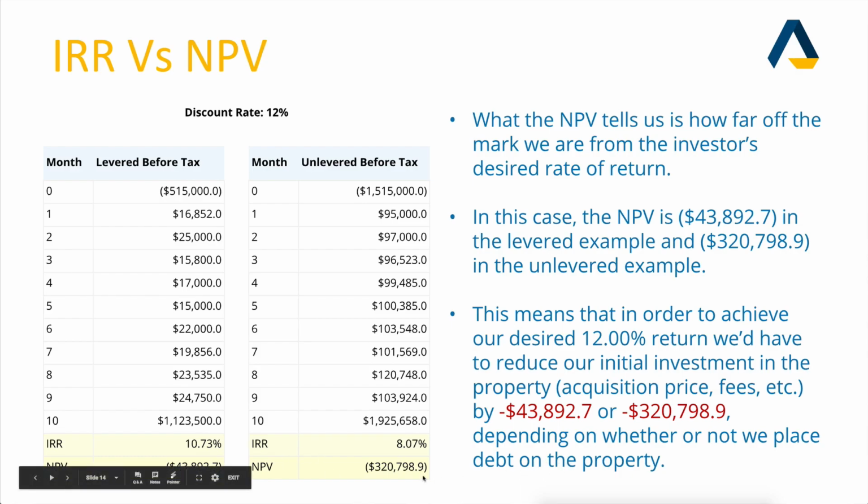So in the unlevered cash flow and the levered cash flow, if you want to make a 12% return on our money, that means our initial investment, whatever developer equity has actually gone in there, has to be reduced by that amount. And when you reduce that, the NPV will come to zero, and that is still not a good investment or a good project.